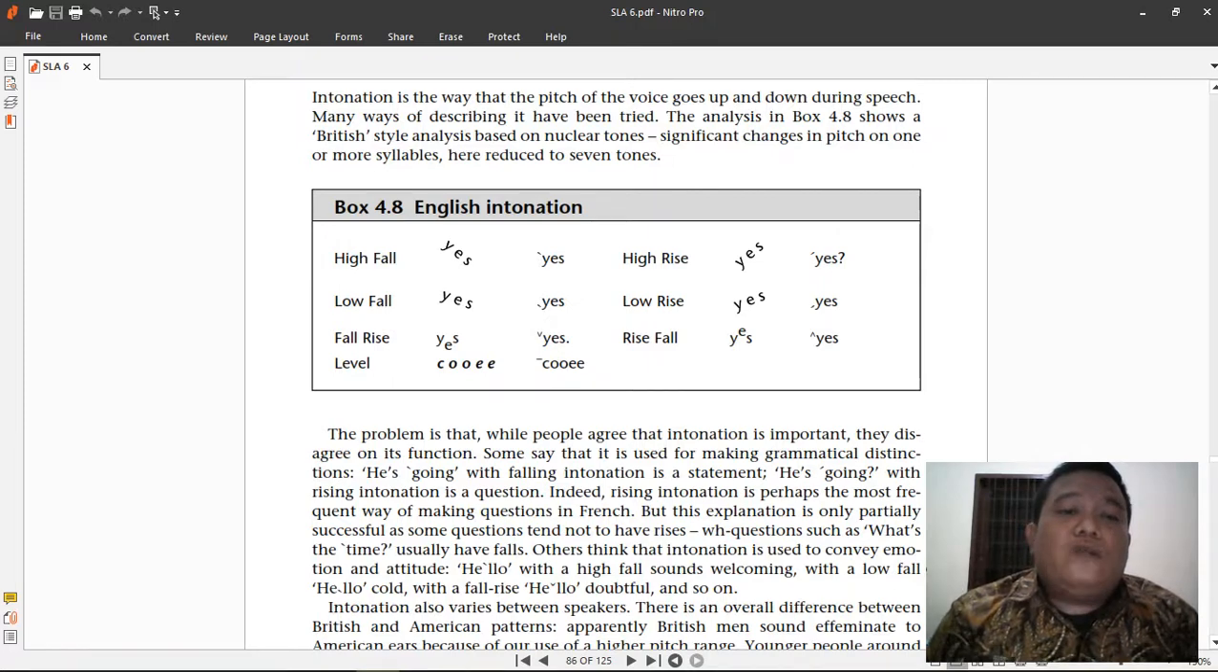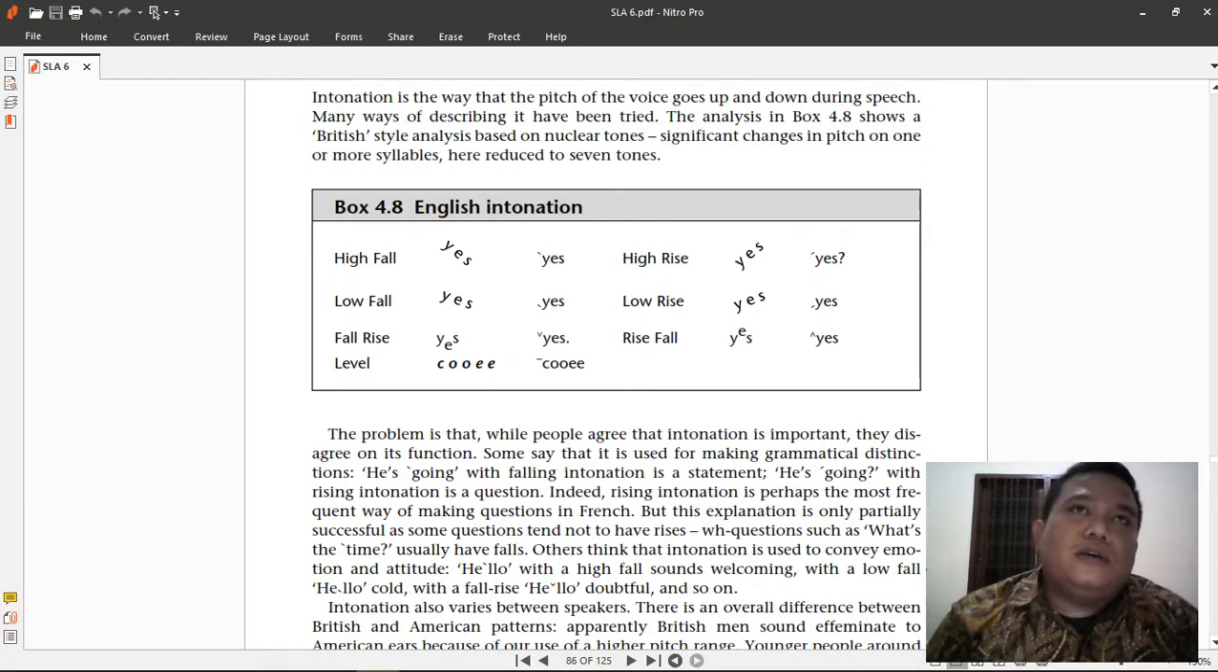Well, the high fall and high rise are easier to understand, because they tend to be used in daily life. So the high fall is like, yes, okay, yes, yes, okay. While the high rise is like asking. So this one is like when your friend asks you, are you a student? Yes, it's high fall. Yes, okay.